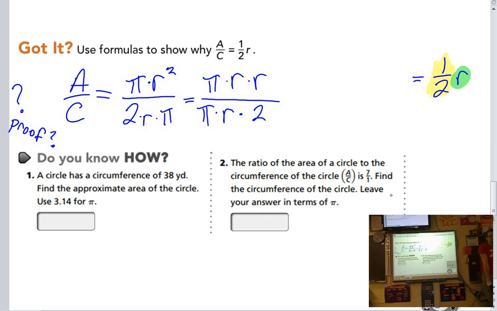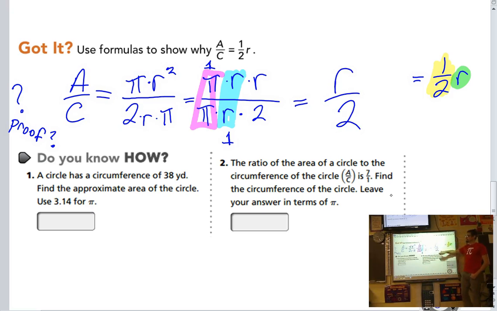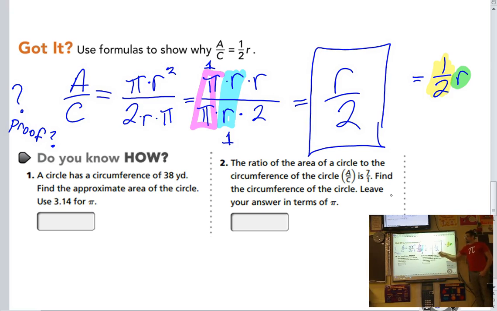Moon, what's 5 divided by 5? 7 divided by 7? Pi divided by pi? This cancels out to be 1. Hey, Jeremiah, what's r divided by r? 1. That cancels out to be 1. And all we end up with is r divided by 2. Definitive proof that this will always work.